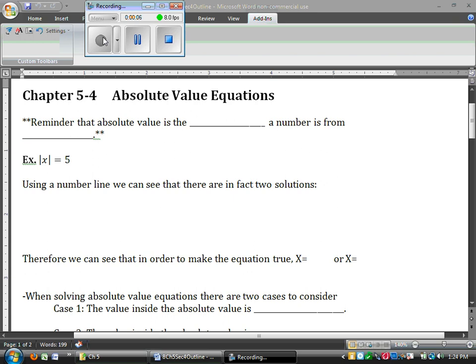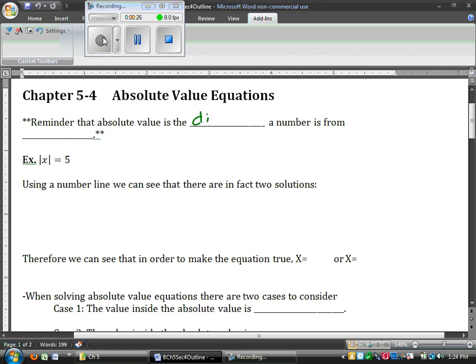We are starting into section 4 on inequalities, talking about absolute value equations. The next 3 sections here in chapter 5 are all about absolute value. We're going to start with equations, then look at less than and greater than inequalities. So first, we need to remember what absolute value is. An absolute value is the distance that a number is from 0.